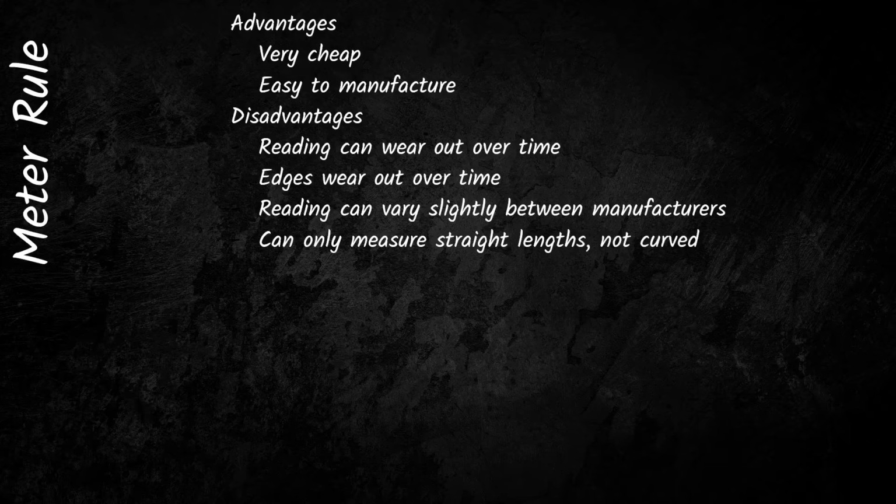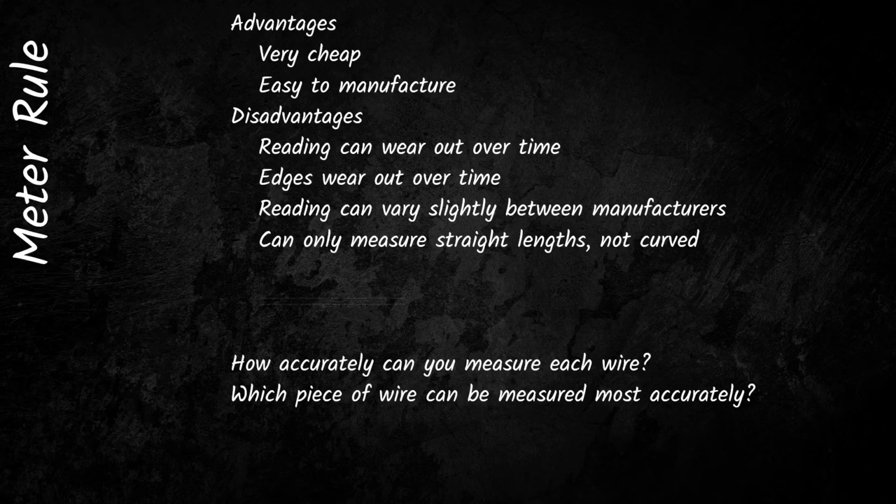Another problem with a meter rule, as we've discussed before, is that they can only measure straight lengths and not curved lengths. An example of that would be, let's say, if we have these three pieces of wires. Of course, the first one, the meter rule should very easily be able to measure. But the second and third one, the meter rule will not give accurate measurements.